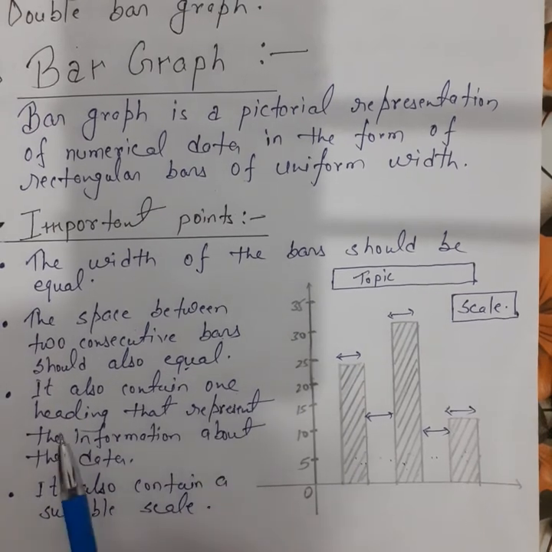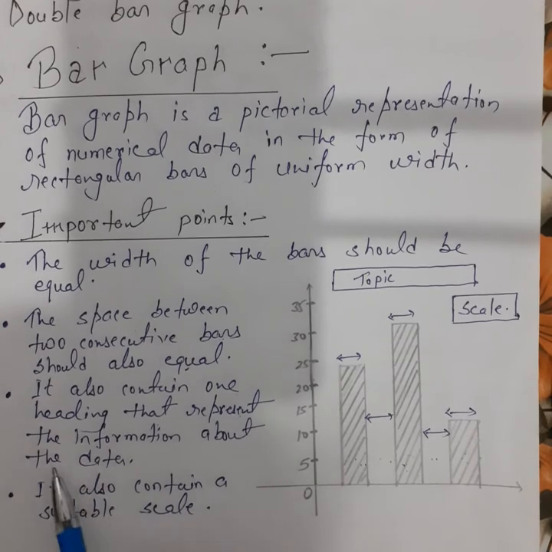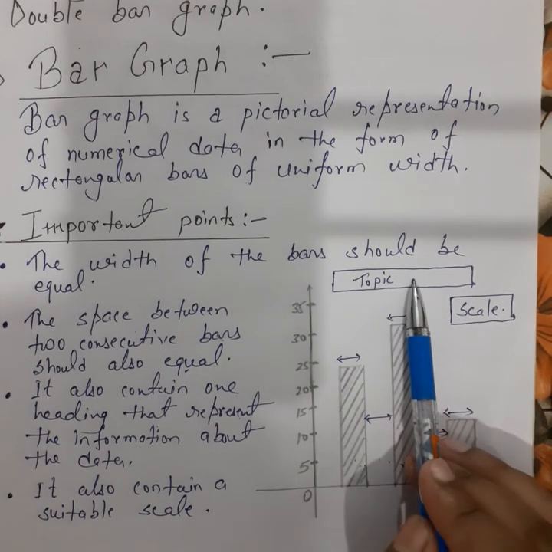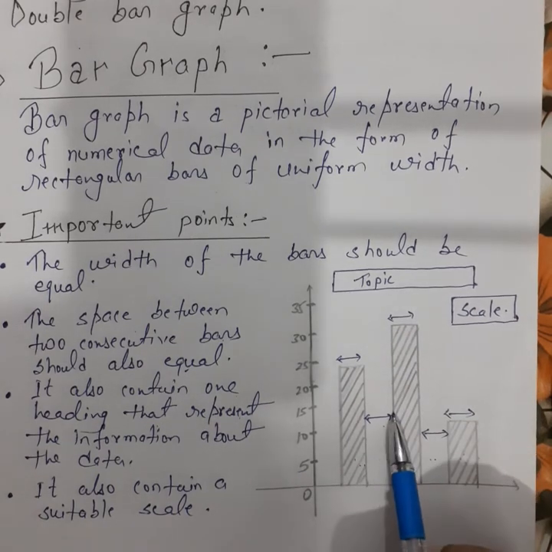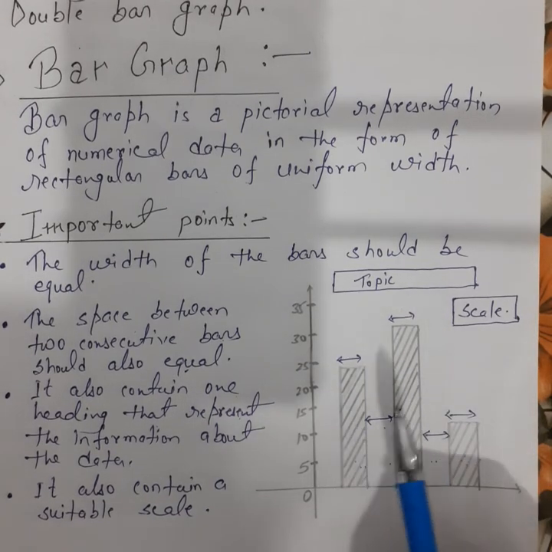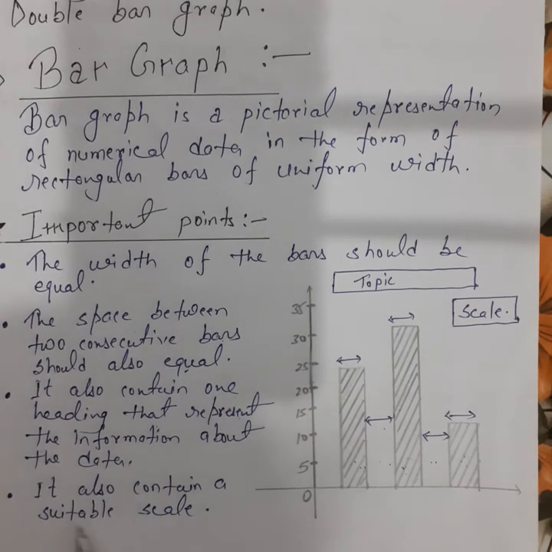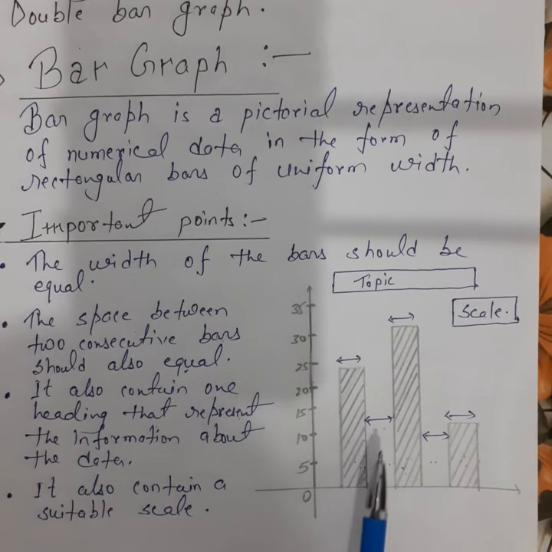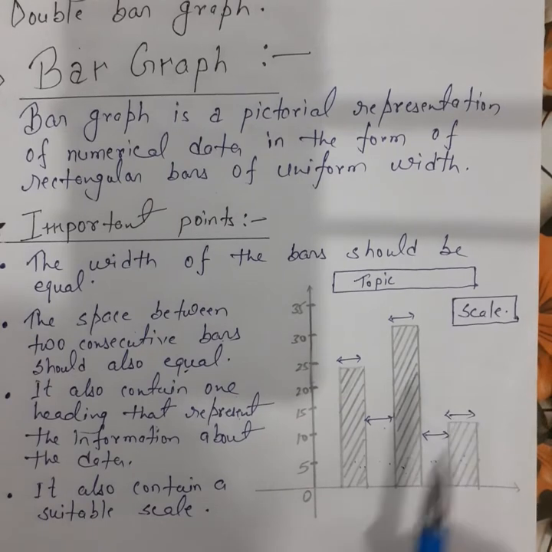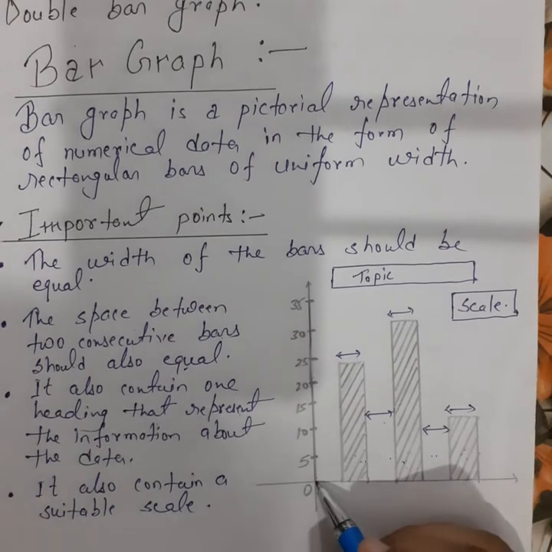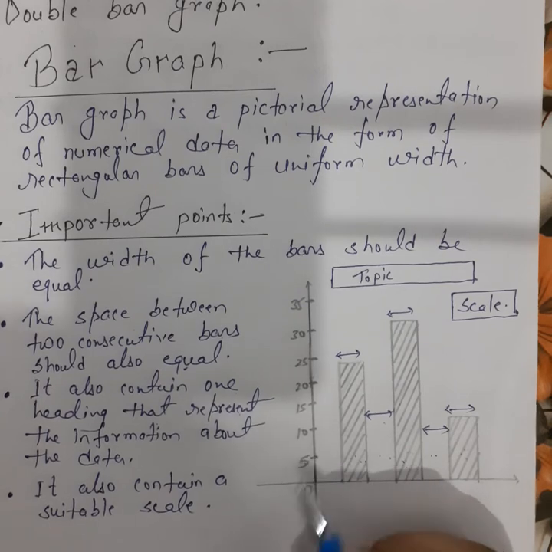It also contains one heading that represents the information about the data. One heading where we have to put the topic, that this bar graph represents which topic, which information. Next, it also contains a suitable scale. When you construct a bar graph, you have to mention the scale, which scale you are choosing for your bar graph. Here we choose that each unit is equal to 5 centimeter or 5 unit.